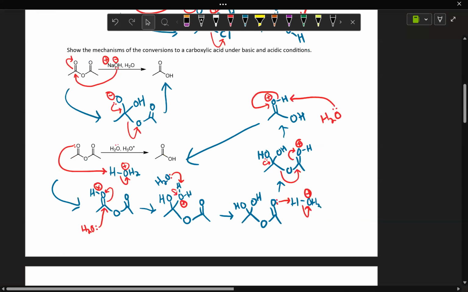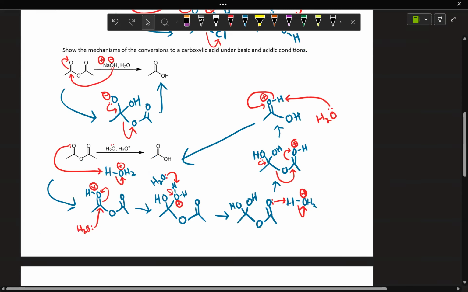So that's the mechanism under acidic conditions. The longer one. Acidic conditions are always longer. Normally, acidic conditions form the thermodynamic product, where the basic conditions form the kinetic product, but I don't know how much of that concept we're going to show for this test.